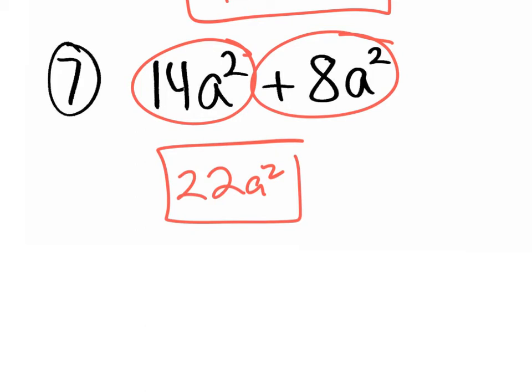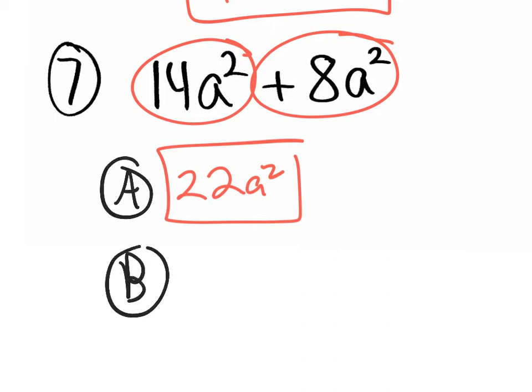Now, on the multiple choice, I'm sure they're going to try to trick you. They're probably going to give you maybe option A, and maybe option B will be 22a to the fourth, just to see if you know what you're doing. So that's not going to be it, right? So make sure that exponents do not change. You're just combining like terms. 14a squared plus 8a squared is a total of 22a squared.